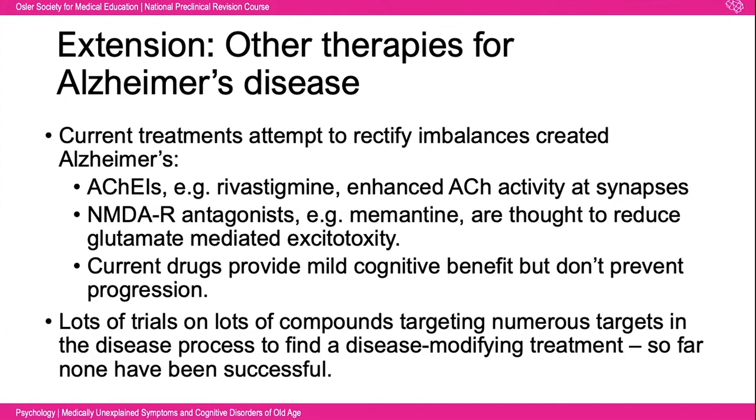We can also use other drugs such as memantine, which are thought to reduce glutamate-mediated excitotoxicity. And hundreds of trials have been conducted on hundreds of compounds targeting a number of targets in the disease process in an attempt to find a disease-modifying treatment, although so far none have been successful, which has prompted much debate.